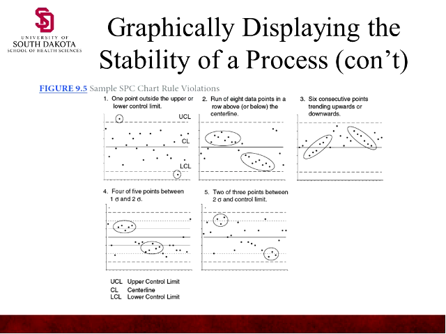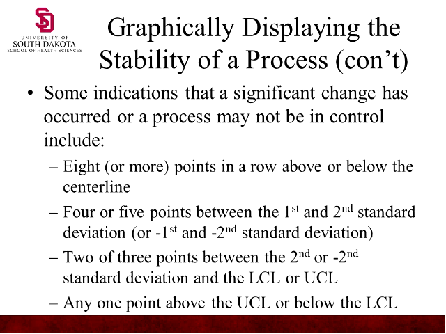And what we see is that the sample of the SPC charts, we have 1 point outside the upper limit. We see that there. We see runs of 8 points that are in these areas. We see that there's 6 consecutive points trending upwards, if you will, in these areas, and so forth. You see this through the process. Now, what this tells us is that if we have 8 or more points in a row above or below the center line, a significant change has occurred or a process may not be in control. One of those two things.